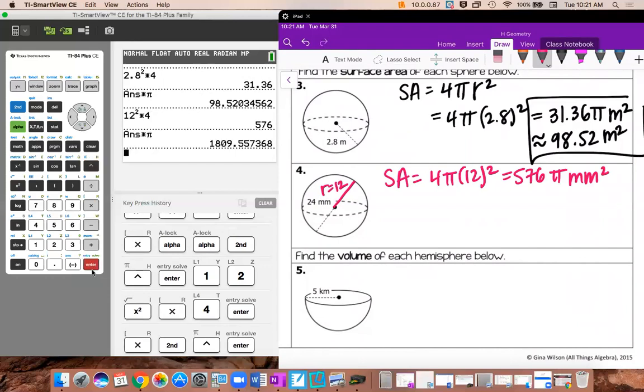So hopefully this is becoming really repetitive and you guys are getting the hang of it. So we've got 1,809.56 millimeters squared, rounding appropriately. So either one of those answers is the rubber on the outside of your basketball.